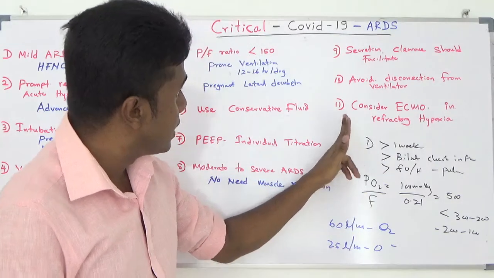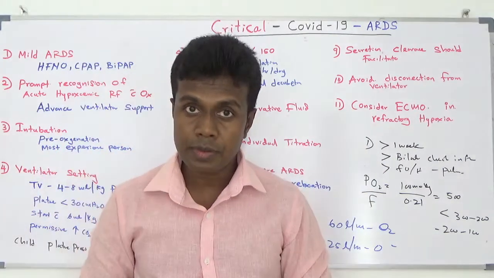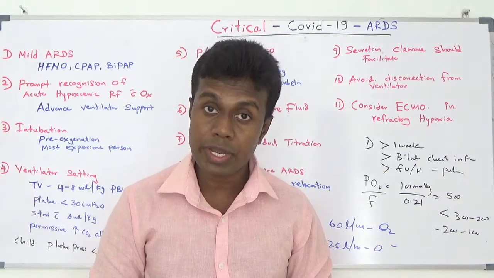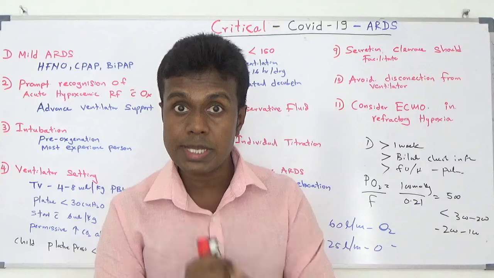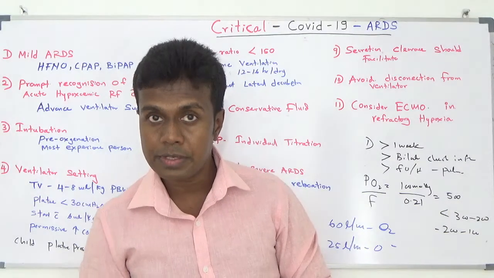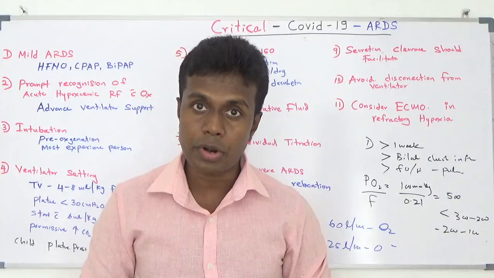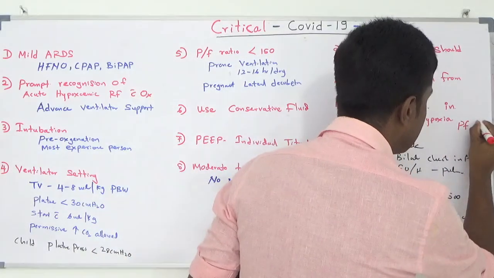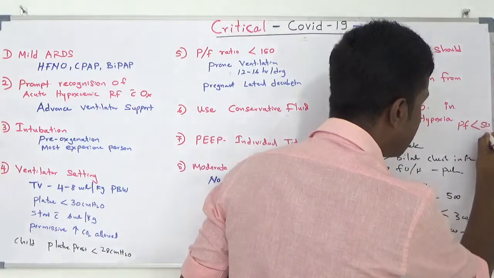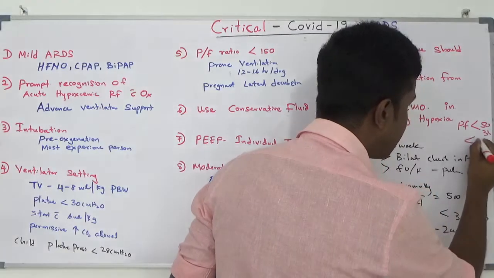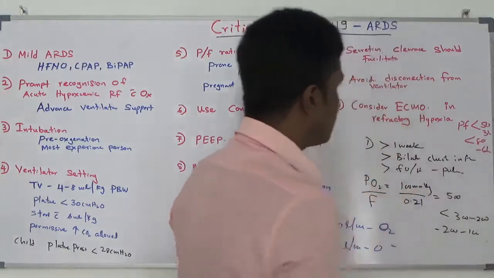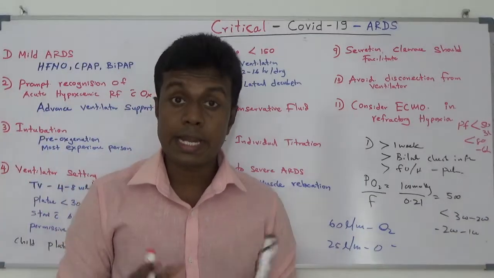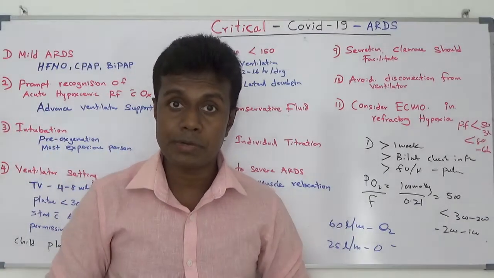Number 11. If you find a patient with PF ratio less than 50 for 3 hours or PF ratio less than 80 for 6 hours, you have to consider extracorporeal membrane oxygenation. That must be the last option in the patient with ARDS.